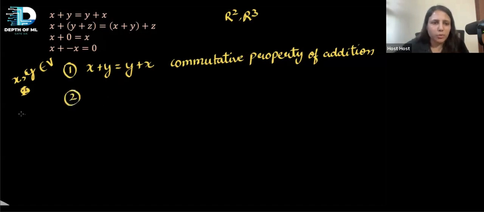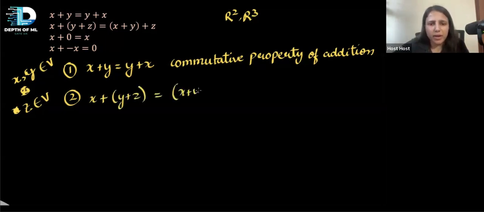Now let's come to the second property. They're saying that if z also belongs to V, so there is a third vector that belongs to V, then x plus y plus z should be equal to x plus y plus z, however grouped. So it should not matter which two vectors I'm adding first. I can add y and z first, or I can add x and y first, but the sum of three vectors should be equal. So this is called the associative property of addition.